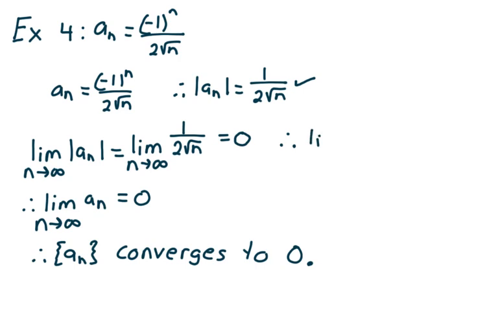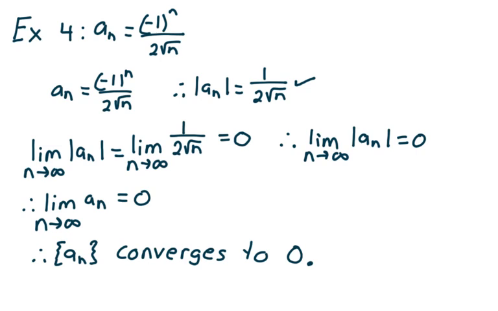So notice here, we got the limit as n goes to infinity of the absolute value of a sub n equals 0. And if the limit as n goes to infinity of the absolute value of a sub n equals 0, then the limit as n goes to infinity of a sub n must also equal 0. That's by a theorem in your book. And so therefore, the sequence a sub n converges to 0.